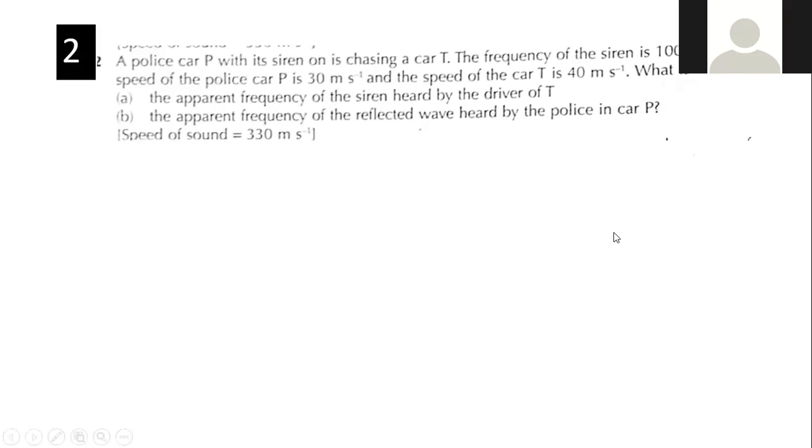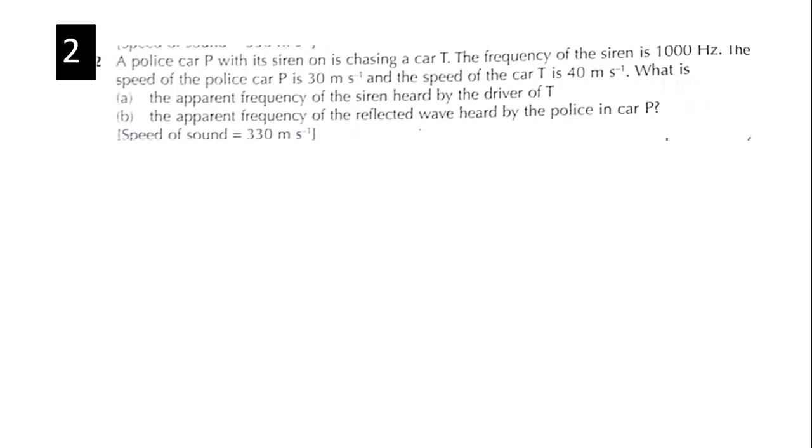Okay. Hope you have tried this question. A police car P with siren on is chasing a car T. The frequency of the siren is 100 Hz. The speed of the police car is 30. Speed of the car T is 40. So the observer is moving and the source of sound is moving. What is the apparent frequency of the siren heard by the driver of T? And then the apparent frequency of the reflected wave heard by the police car.